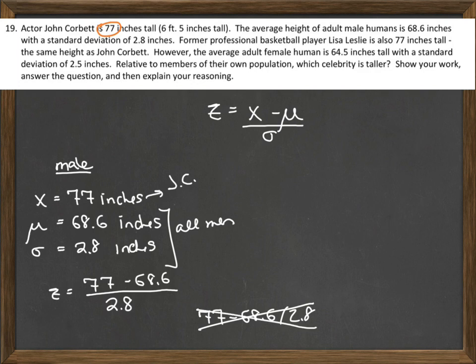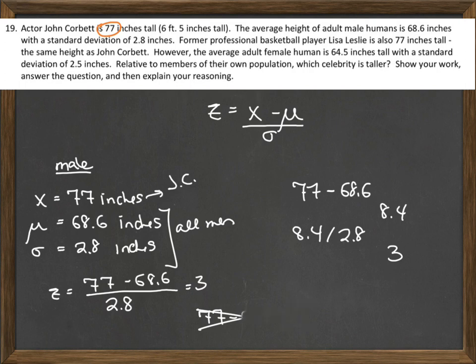Okay, the way to type it into your calculator, you can do it one of two ways. One way to do it is you can type in 77 minus 68.6 and then press enter. If I did that and then press enter, my calculator is going to give me 8.4. Then I could take 8.4 and divide by 2.8, and in my calculator that's going to give me 3. Okay, so his z-score is 3. So that is one way to enter it into your calculator.